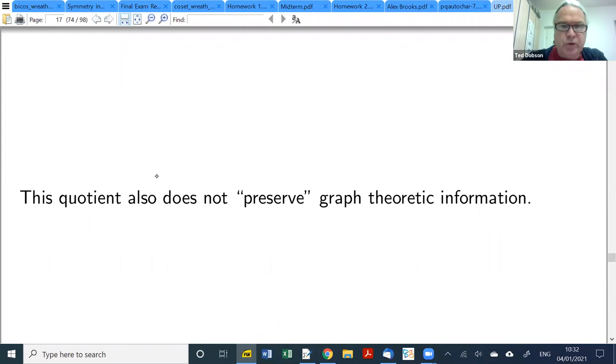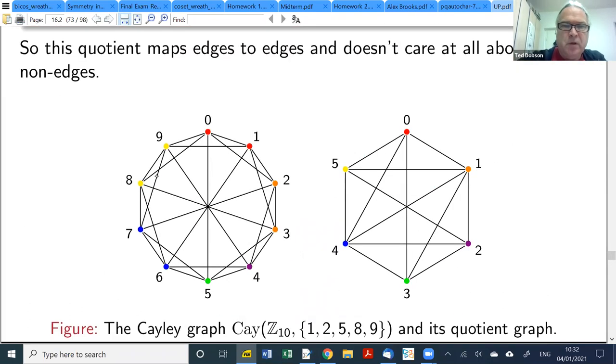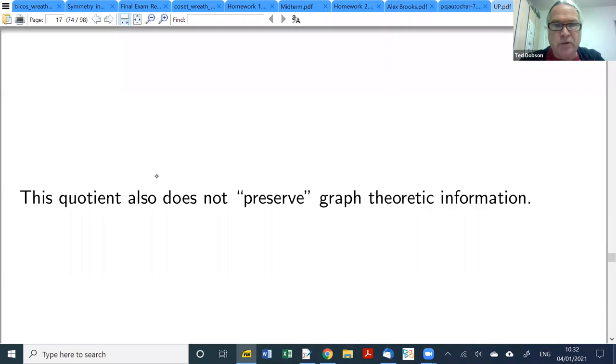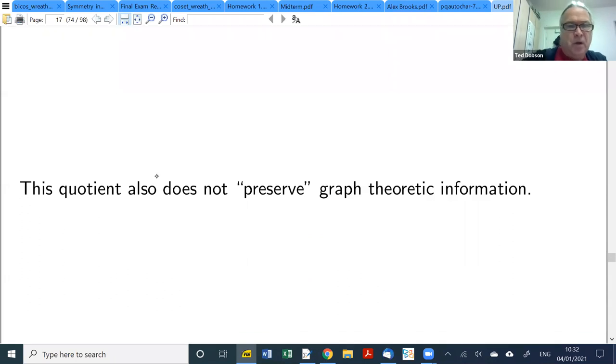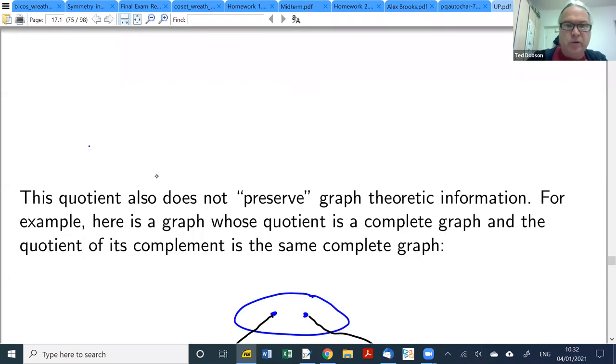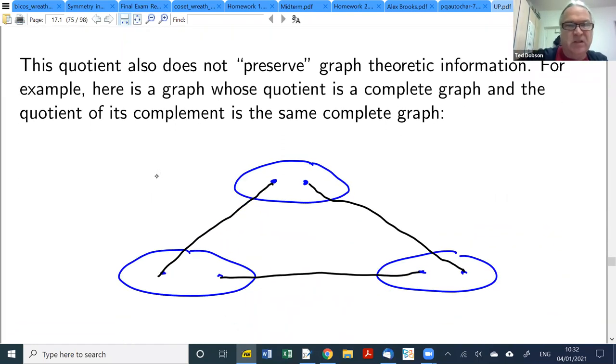People like this quotient because it's always defined. There's a stronger quotient that isn't always defined, where edges get mapped to edges and non-edges get mapped to non-edges. This quotient, the one we just looked at, where edges are mapped to edges but non-edges are not, doesn't preserve all the graph theoretic information of the quotient.